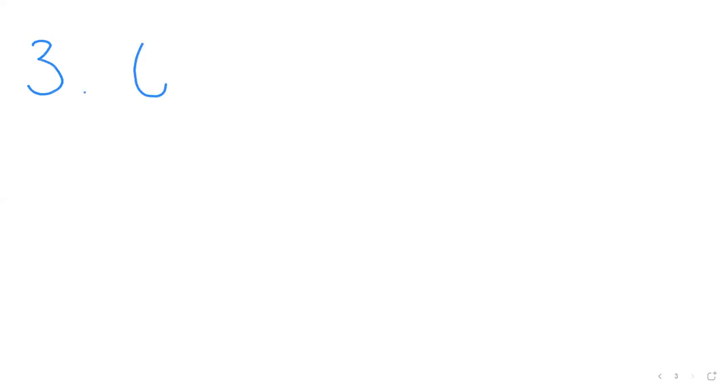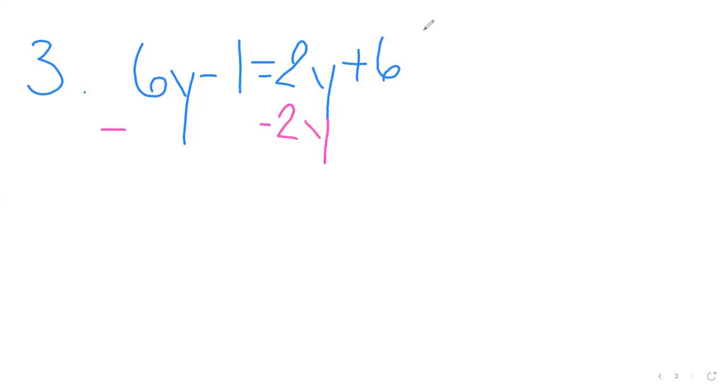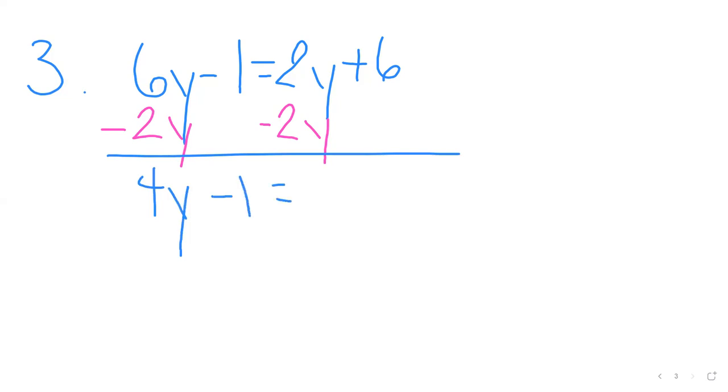So for number 3, let's look at 6y minus 1 equals 2y plus 6. Similar to the last problem, we have variables on both sides and constants on both sides. I would maybe start by subtracting 2y on both sides, leaving you with 4y on the left minus 1 brought down. 2y's go away, and 6 is left over to bring down.